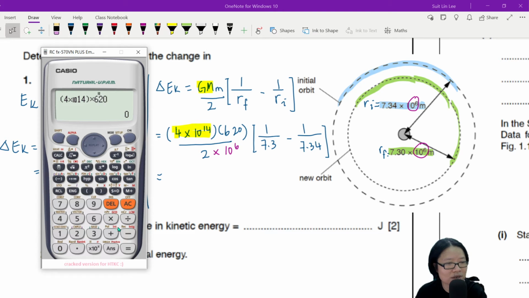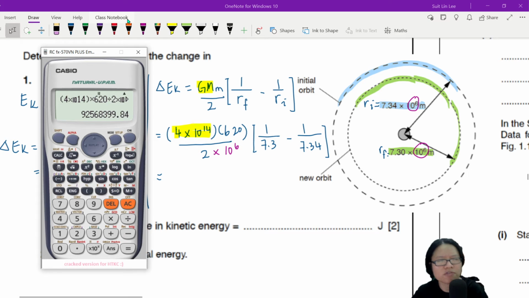Okay, anyway, 620 divided by how many times you write the correct substitution but didn't get the right answer. Pain. Okay, so this one is whatever that's outside the bracket. So 4 times 10 to the power 14 times 620 divided by 2 times 10 to the power 6. Now I'm going to multiply this one by 1 over 7.3 minus 1 over 7.3 form using this mode, equal. Okay, I got big number.